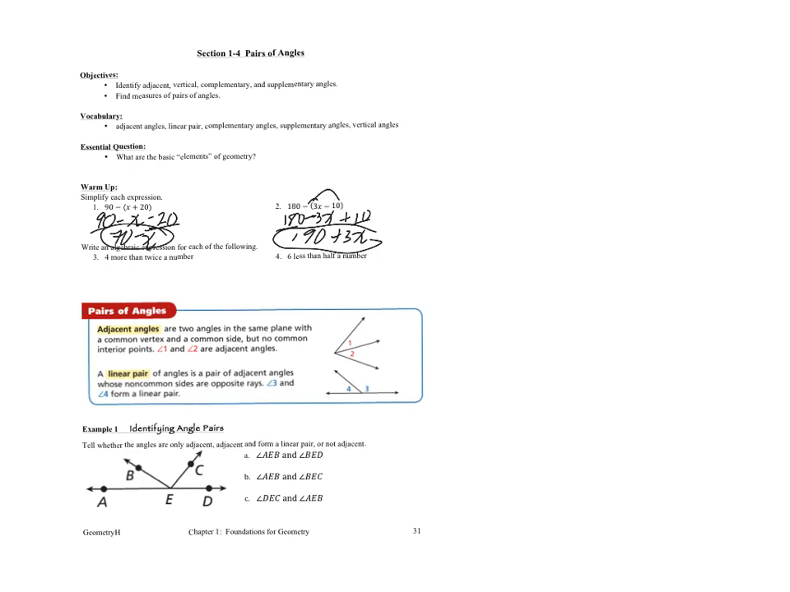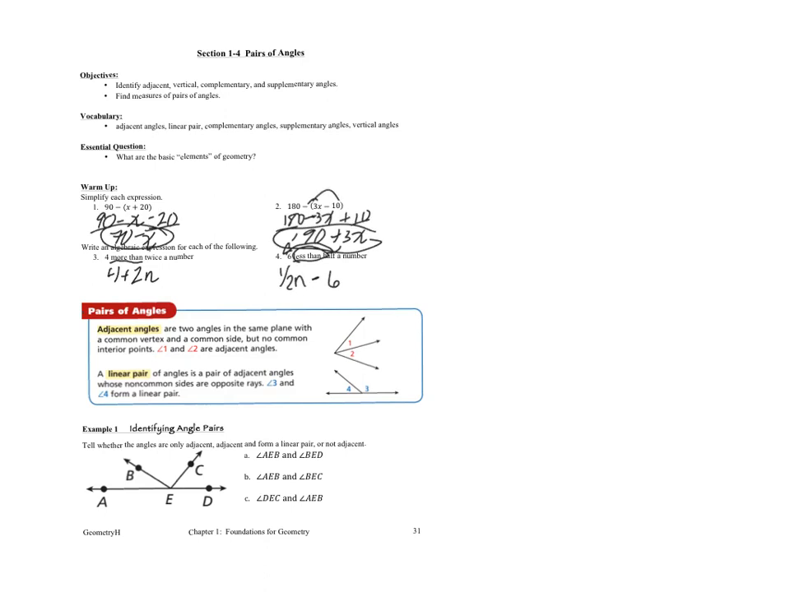Number 3, 4 more than twice a number. So whenever we have more than, that means adding, so it can either be 4 plus 2n or 2n plus 4. And for less than, remember that we are going to have to switch this around. So 6 less than half a number would be half a number minus 6.